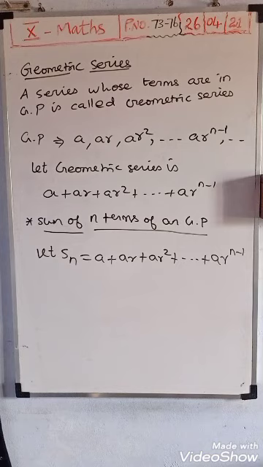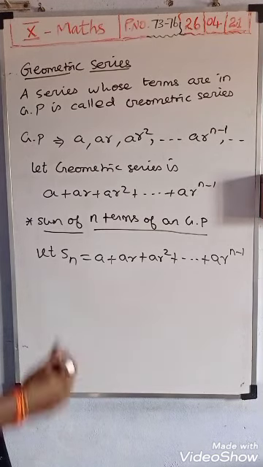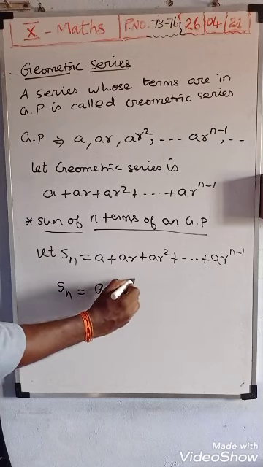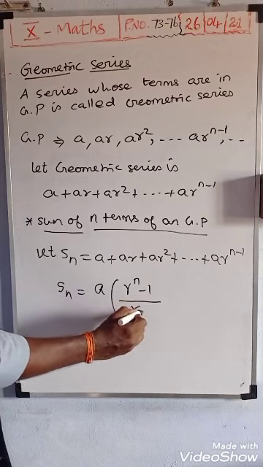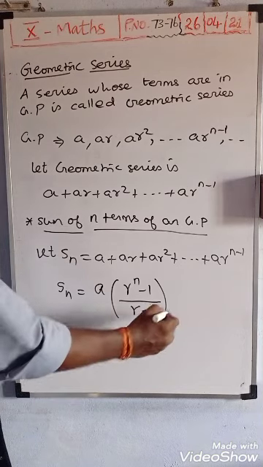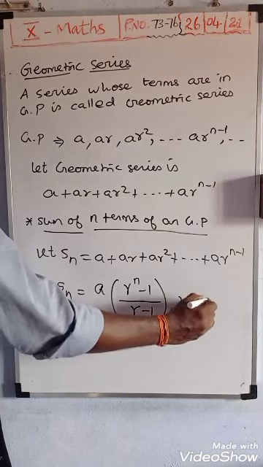That series up to n terms, if we should add, what is the formula? Sn is equal to a into r to the power n minus 1 divided by r minus 1. What is the formula? a into r to the power n minus 1 divided by r minus 1. So here the condition given is r is not equal to 1.